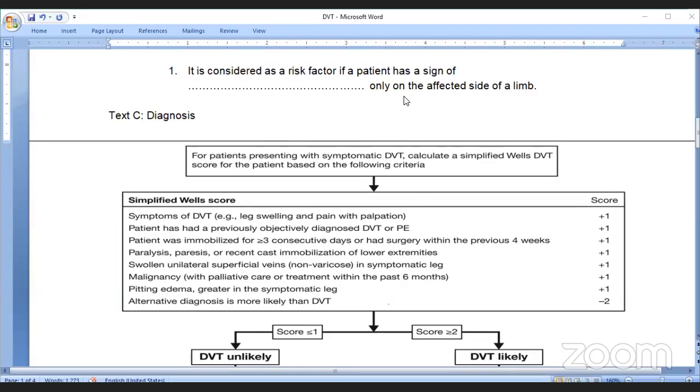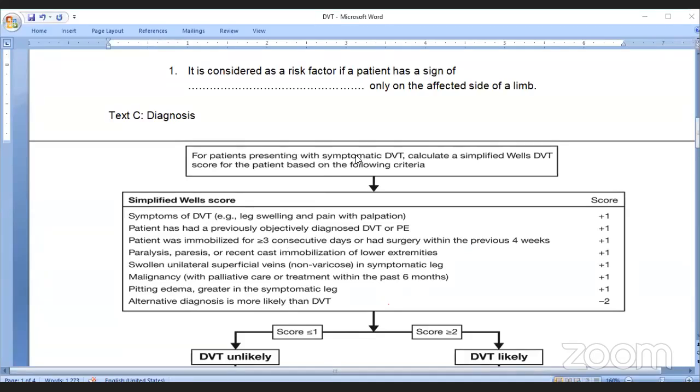No? Is it non-varicose? Yes, please. Yes, what is your answer? Is it non-varicose? Yes, this is the answer. So out of these answers that are here, okay?